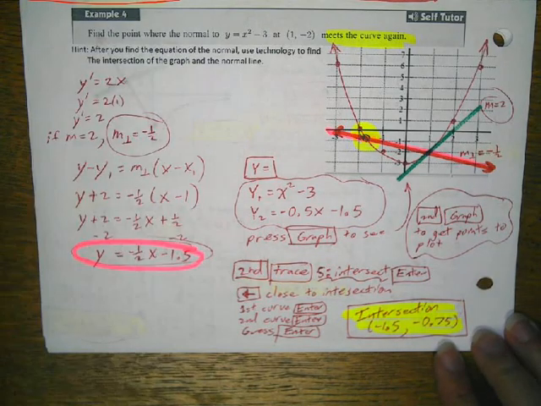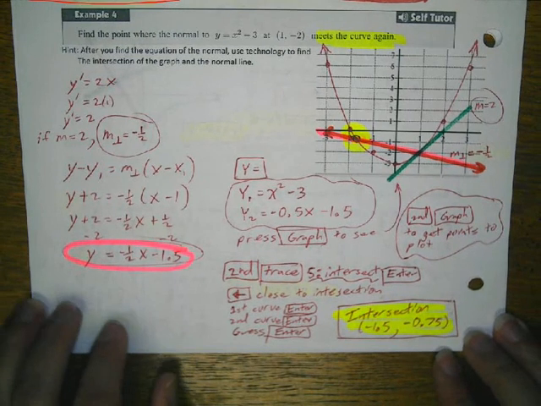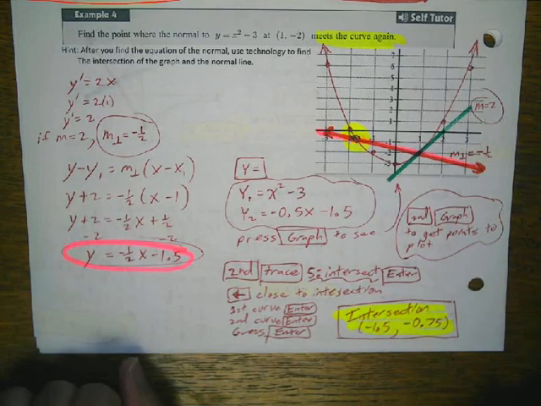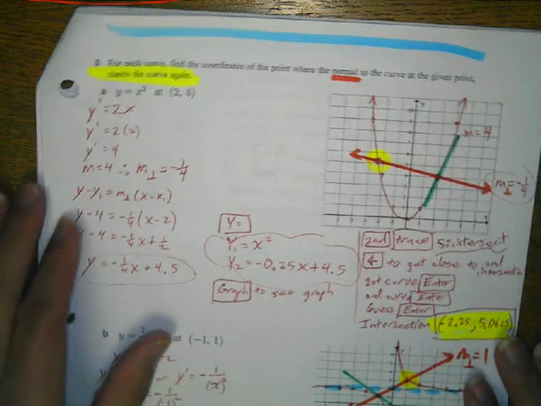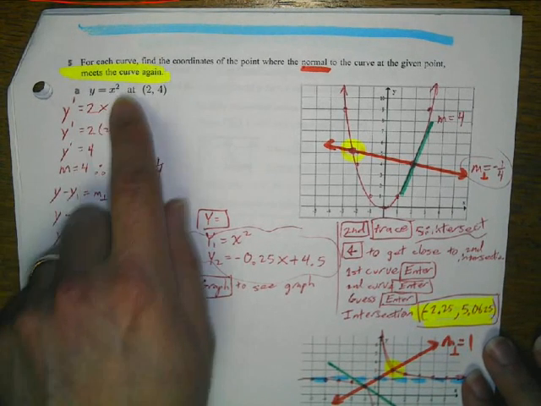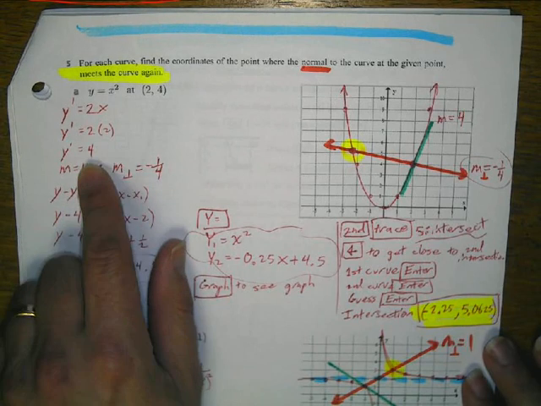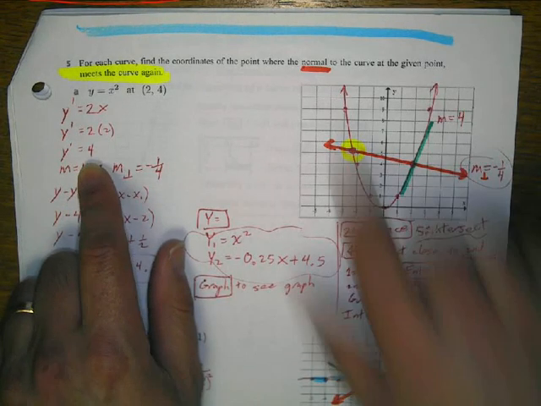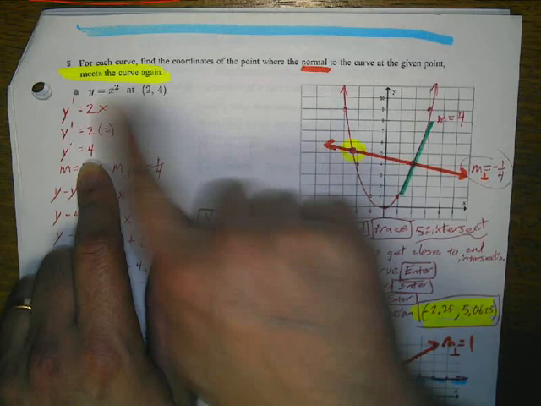Okay, so I'm going to leave this here for a second. Hit pause if you want to copy this down. Okay, last page. Same question. So I found the derivative to get me the slope, and we want to find out where the normal hits the curve again.